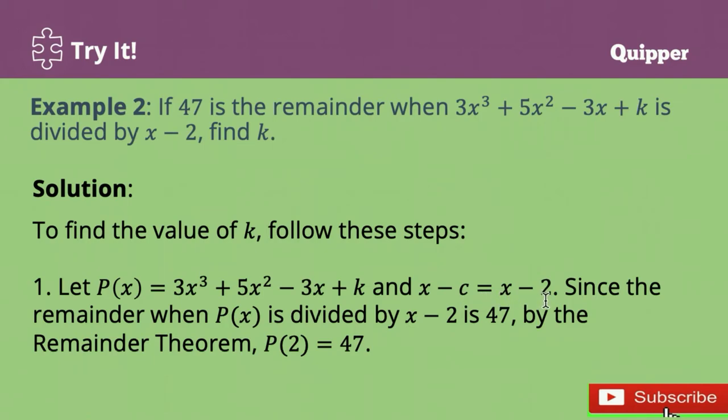Since the remainder when p of x is divided by x minus 2 is 47 as given here, by the remainder theorem, p of 2 is equal to 47. This positive 2, take note, is coming from the divisor x minus 2. We just equate it to 0. So x minus 2 is equal to 0. Then transpose negative 2 to the other side and it becomes positive 2. So x is equal to positive 2.